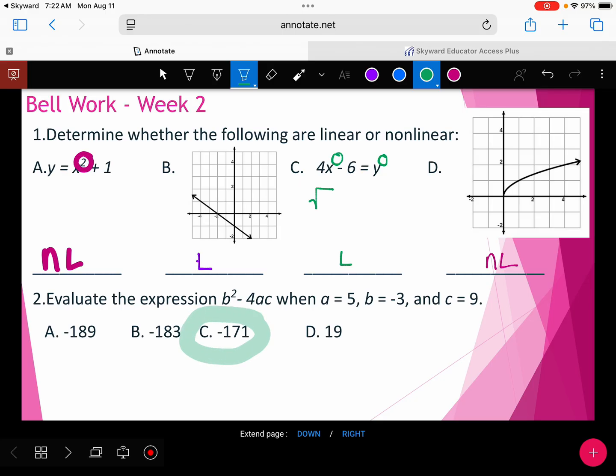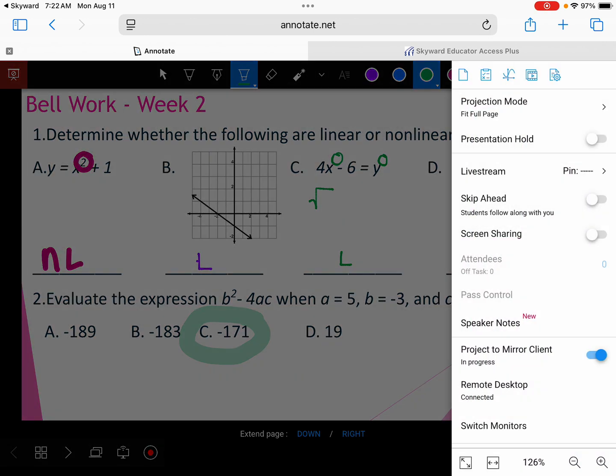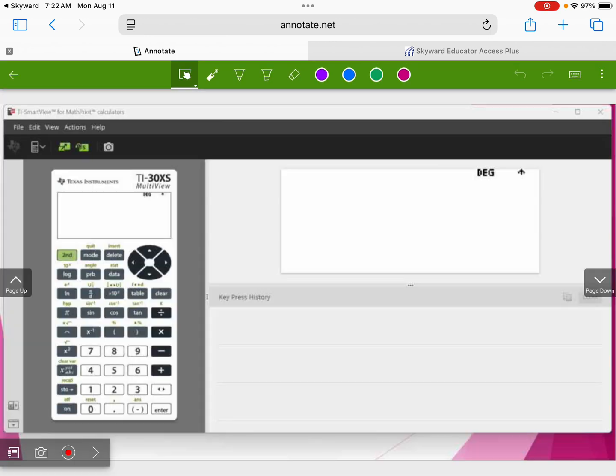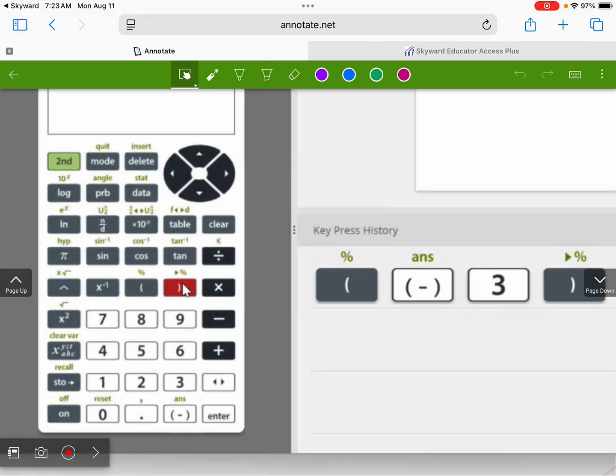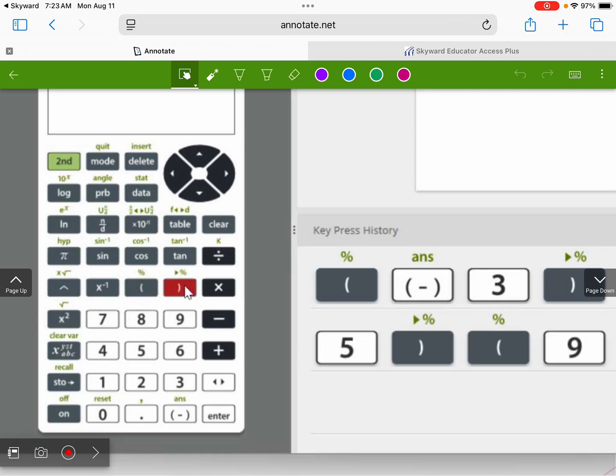If you're doing this in the calculator, whether it is yours or my calculator, I have one that I can put up on the screen. It is super duper important that if you are putting in that negative 3 squared, you put parentheses around it like this. So negative 3 squared, and you can do minus 4 times 5 times 9. You can put it in just like this, where it's substituted in, and it'll just spit out the answer.